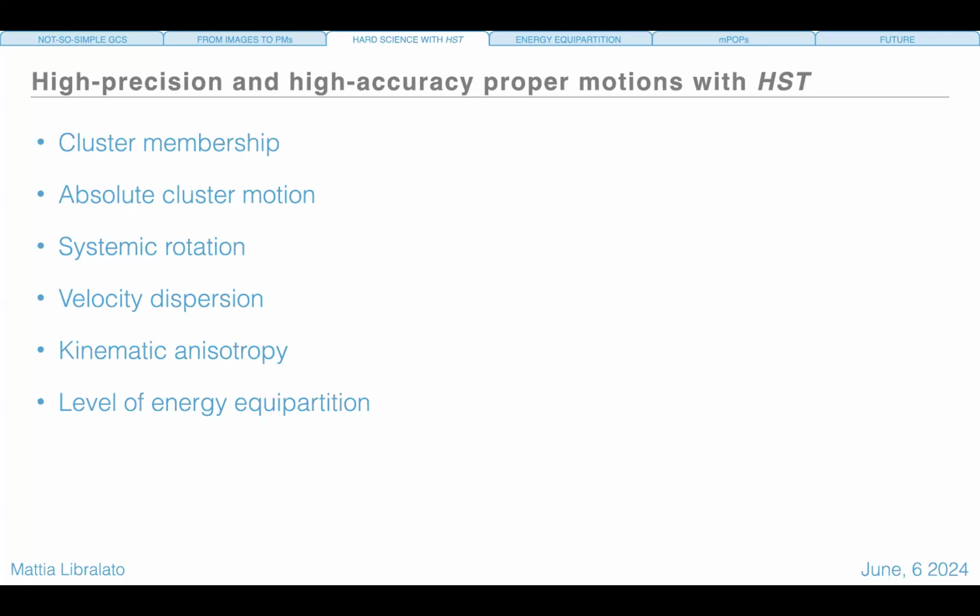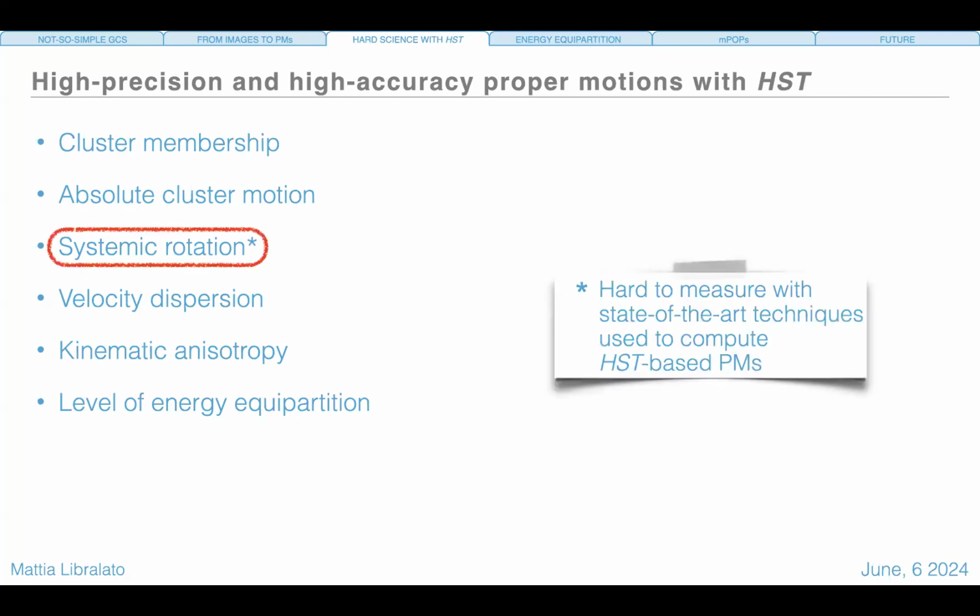The first two will give you just a very brief overview, and I will mainly focus on the latter one, which is one of the newest things that we started to do thanks to proper motions. So let's start from the systemic rotation.